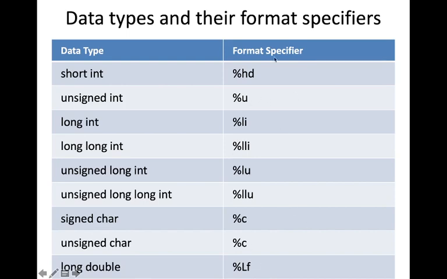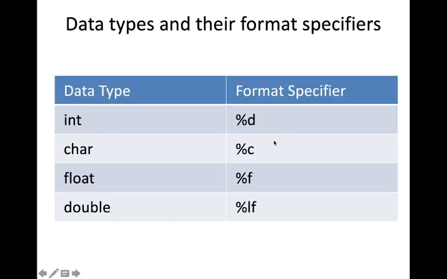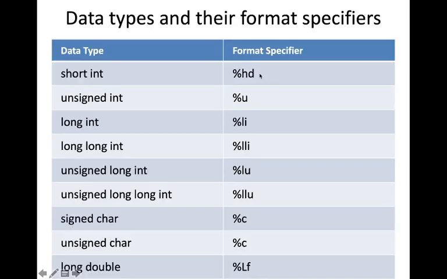So you won't be using all these things always. You will be mainly using these four things. There are other format specifiers as well. If you are declaring a long int variable and so on, you have to use these format specifiers. Okay. You won't be using all these things always.